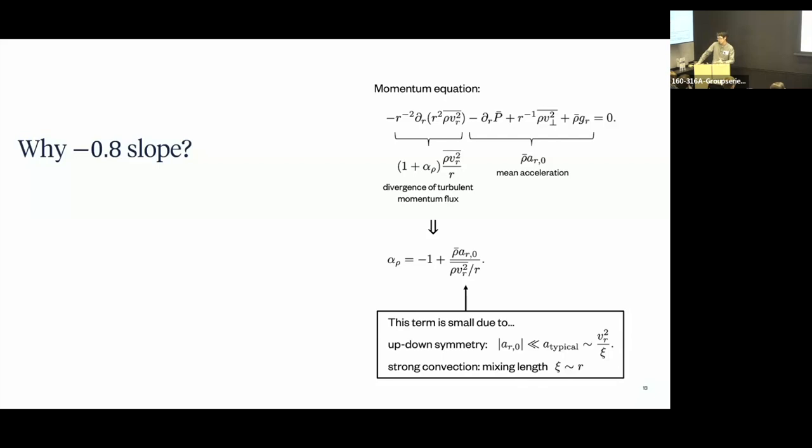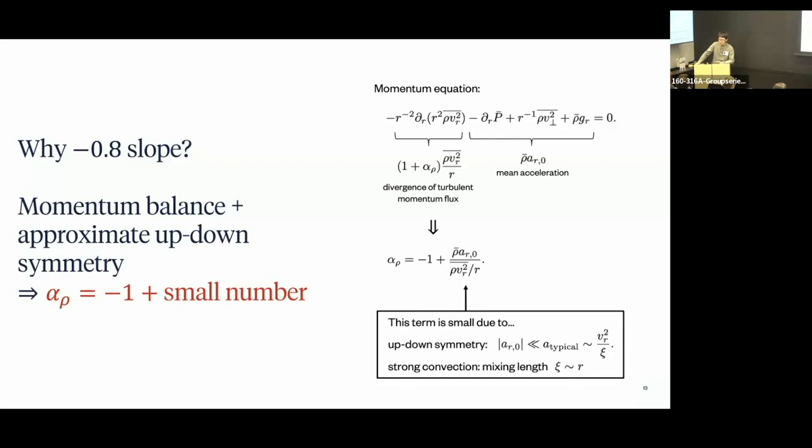So the mixing length, or the characteristic scale of the velocity rolls, is comparable to the radial scale. So the bottom part here, v_r squared over R, is actually comparable to the typical acceleration. So we have the top part being much smaller than the typical acceleration and the bottom part being comparable to the typical acceleration. And we thus conclude that alpha_rho needs to be -1 plus some yet unknown small number. So this is an interesting argument because I think this is probably the first time the slope is derived not by an exact conservation law, but just by some approximate symmetry. And that's why we get this weird 0.8 slope.